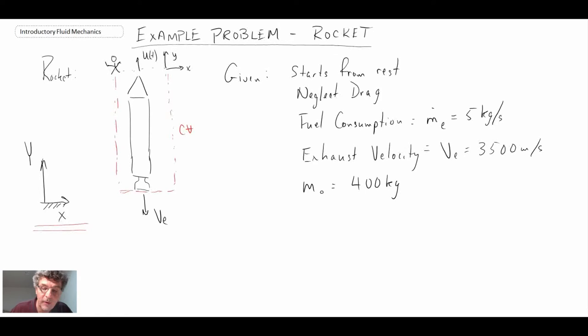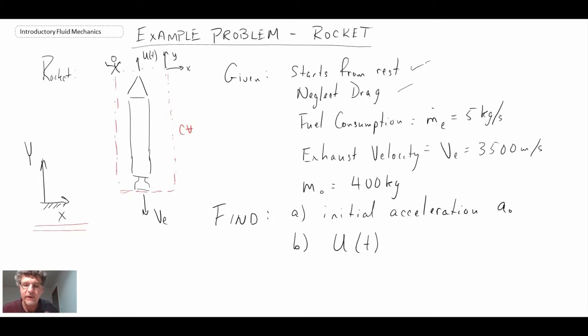So other things we are told: the rocket starts from rest, so it starts from being stationary, not moving. We're told to neglect the drag forces exerted on the rocket by air resistance. Fuel consumption is 5 kilograms per second, and that's equal to the mass flow rate leaving. Exhaust velocity is 3,500 meters per second. And finally, the original mass of the rocket is 400 kilograms. We're asked to find the initial acceleration a0, and then the velocity as a function of time.